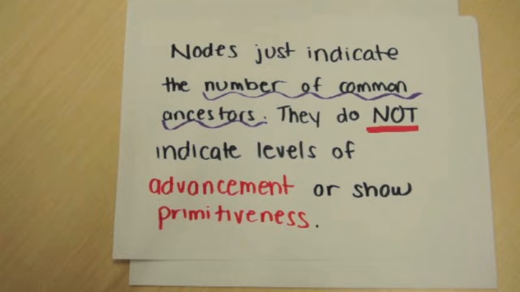Remember, evolution occurs by means of natural selection, so the odds of survival are higher for organisms that have traits that work for them in that specific environment at that specific time. A trait that led to survival previously may not do so now, and a trait that leads to survival now may not later. Advancement and primitiveness are concepts that are irrelevant to tree thinking.